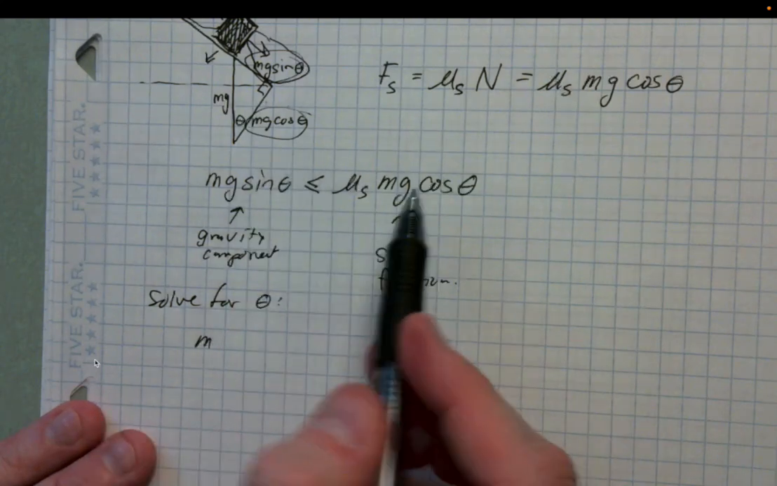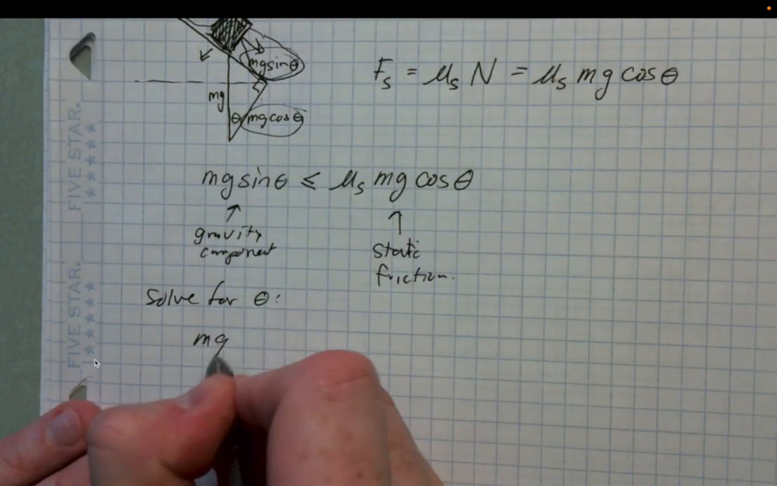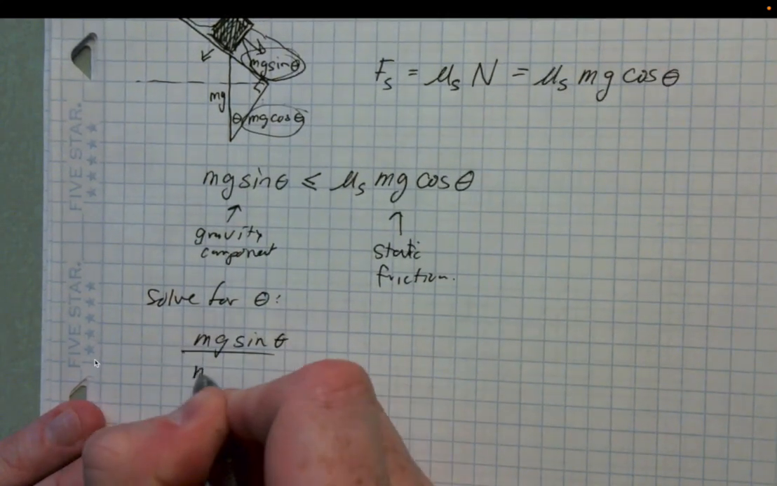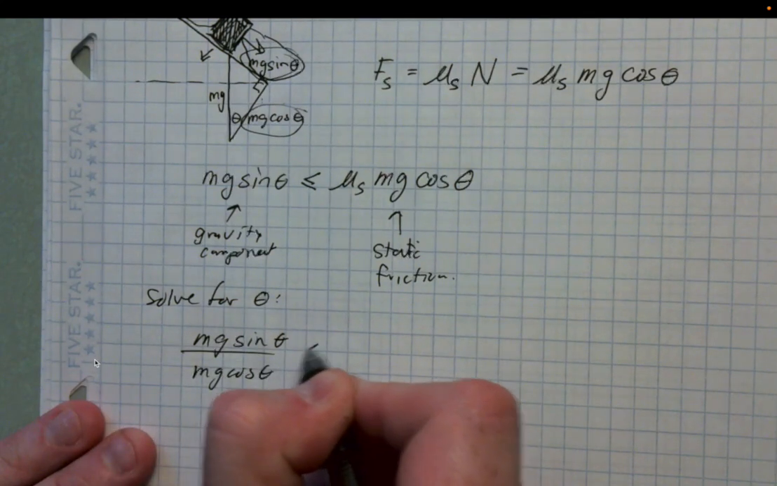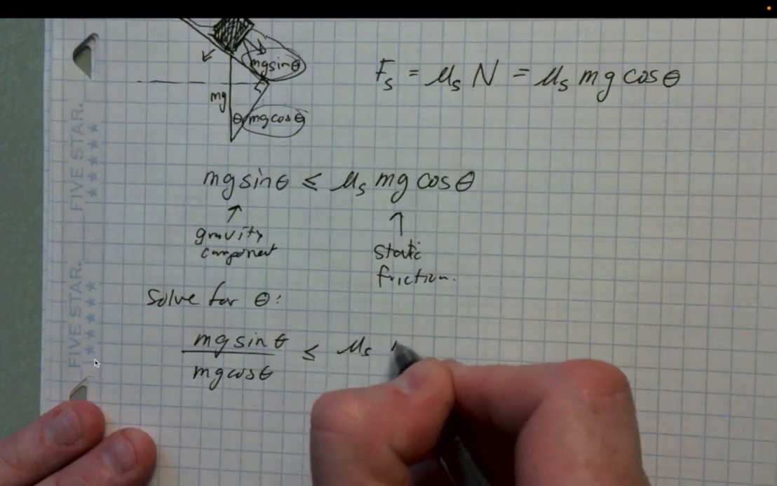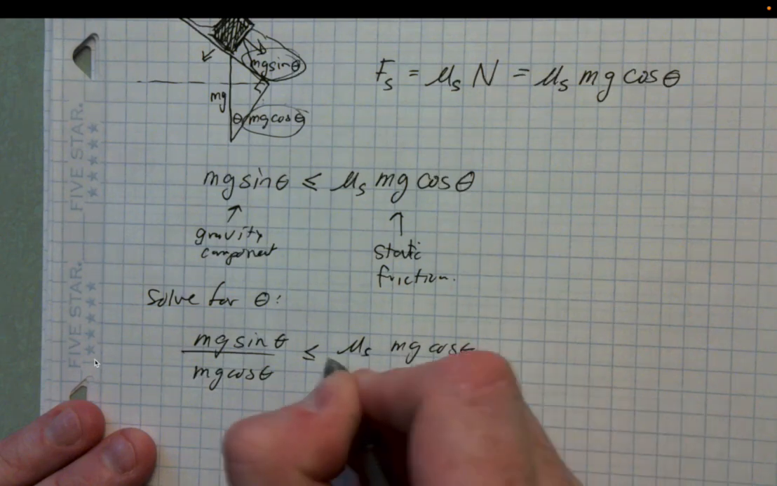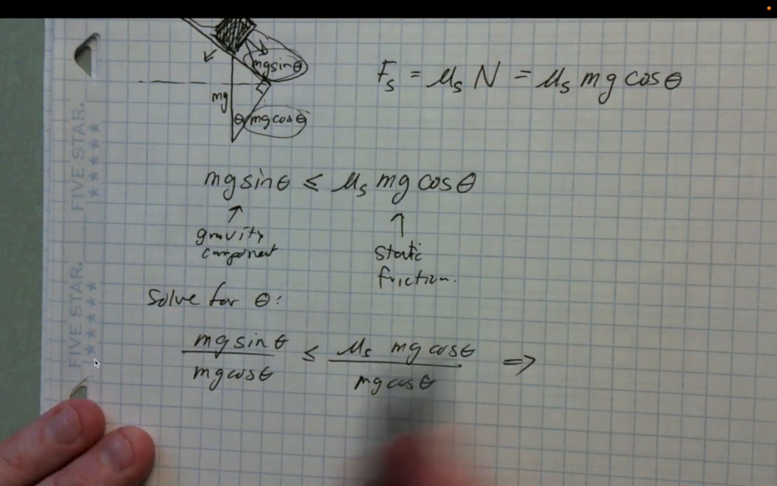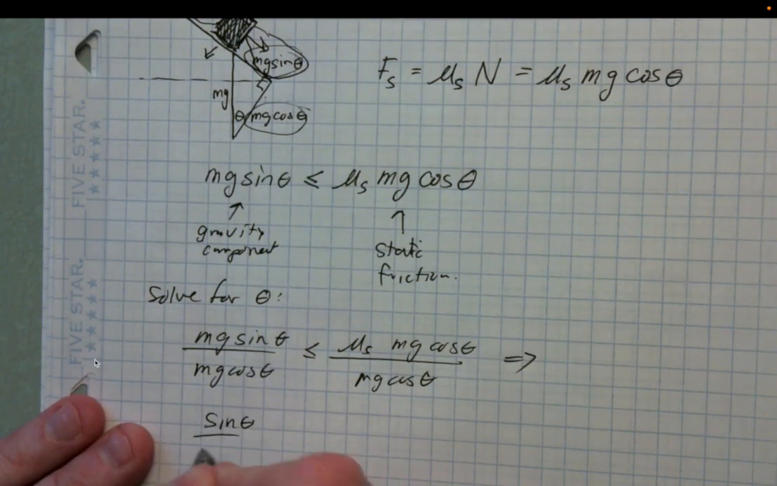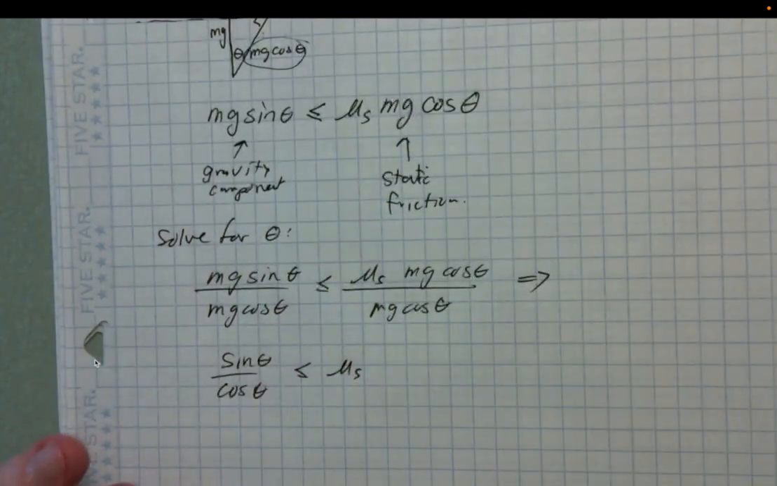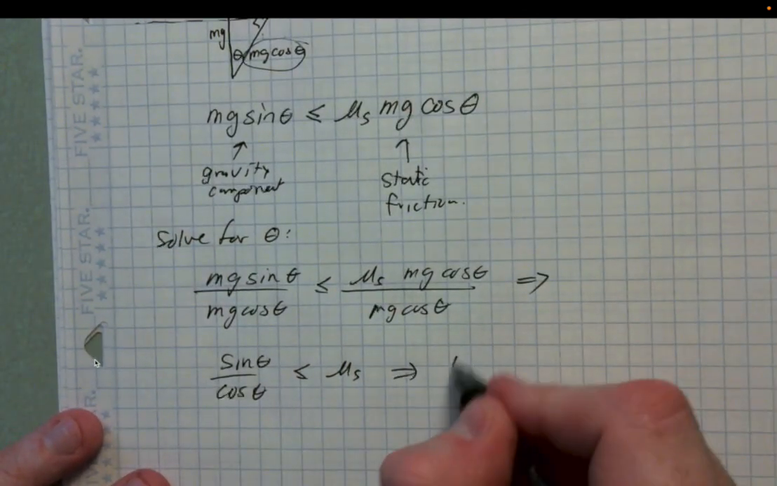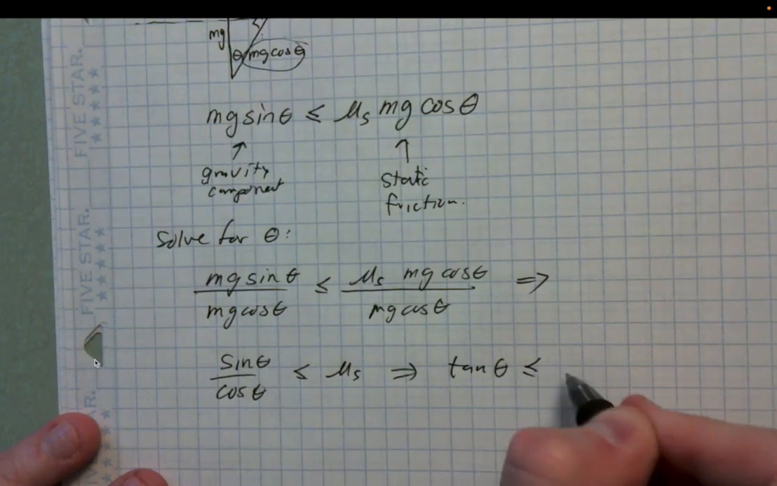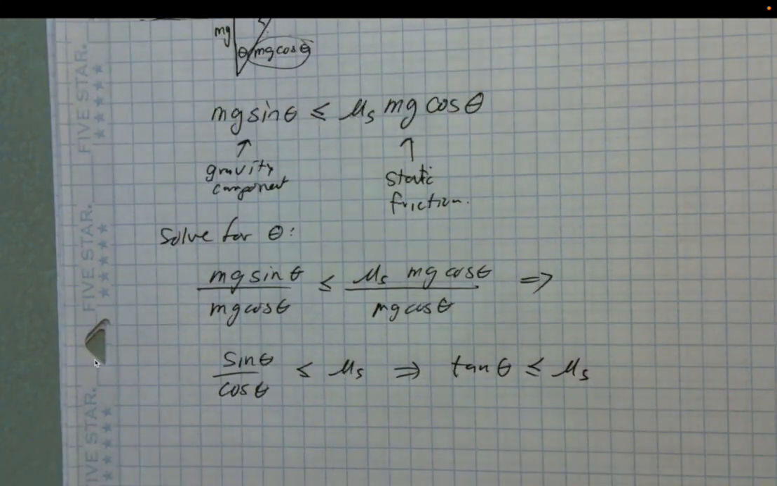What I would do is divide both sides by mg cos theta. So mg sine theta divided by mg cos theta is less than or equal to mu sub s mg cos theta divided by mg cos theta. The mg cos thetas cancel out, and the mg cancels out over here, so I get sine of theta over cosine of theta is less than or equal to mu sub s. And we know that sine theta over cos theta is tangent of theta.